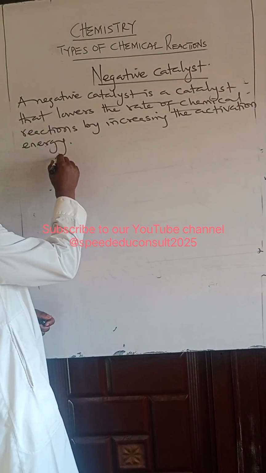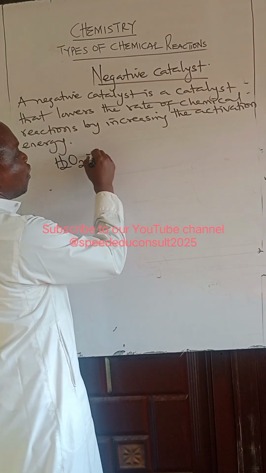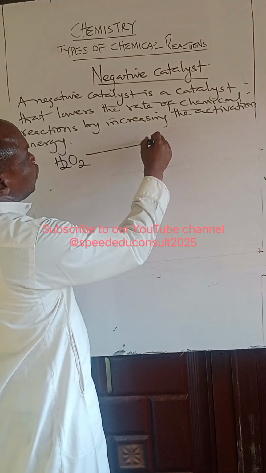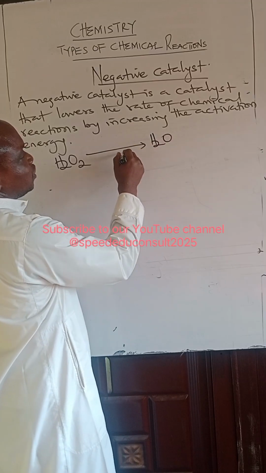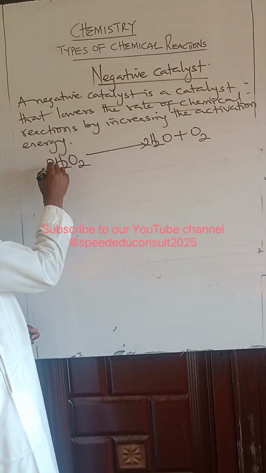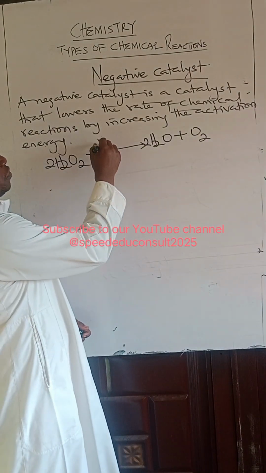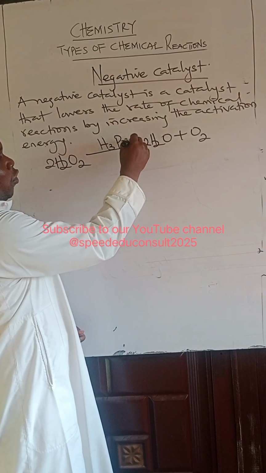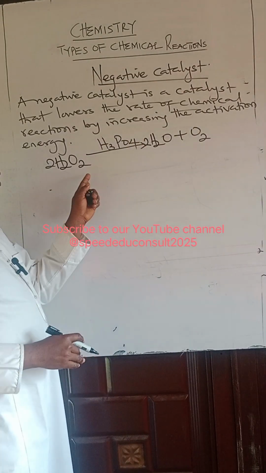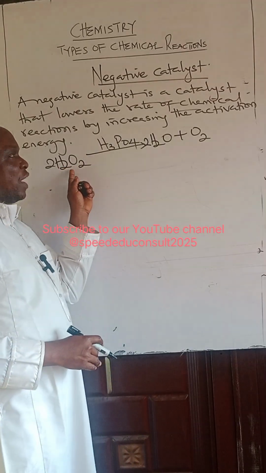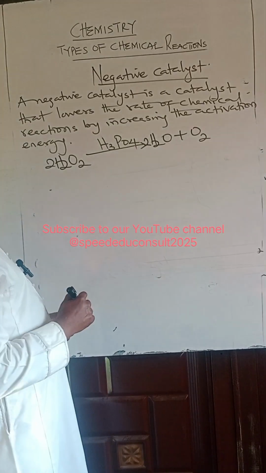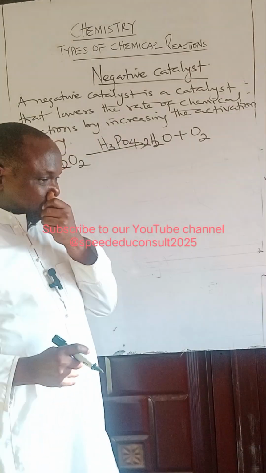A very good example is the decomposition of hydrogen peroxide in the preparation of oxygen, where we have water and oxygen. If you balance the equation, you have the equation balanced this way. We use H3PO4 as a negative catalyst to lower the decomposition of hydrogen peroxide. In this case, it acts as a negative catalyst. We are done with the first classification.